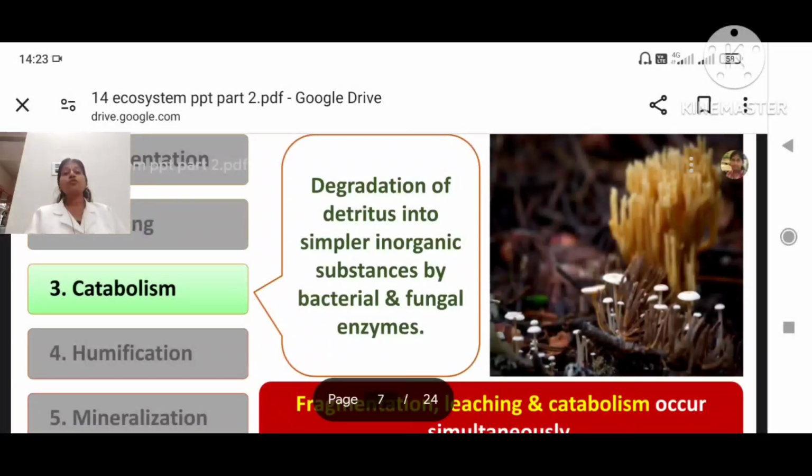So this process we call as what? Catabolism. So first fragmentation, small pieces. Second, leaching, some soluble substances went down. Third, catabolism, the particles which were present on the top were broken down into smaller particles by the action of bacteria and fungi by secreting some enzymes.